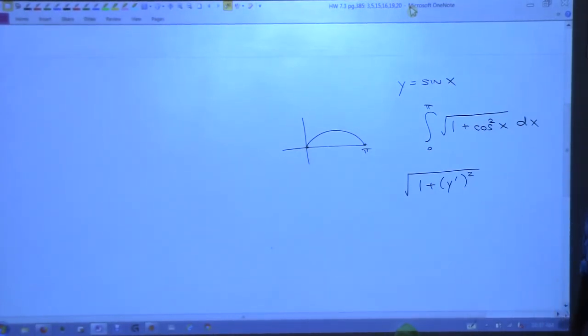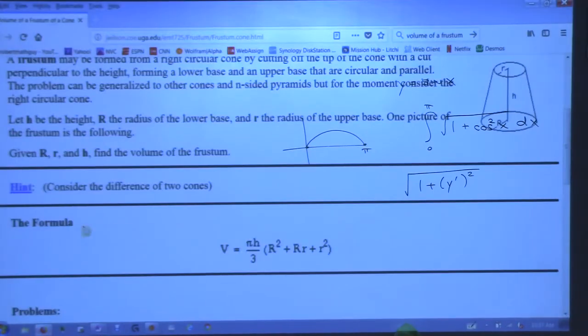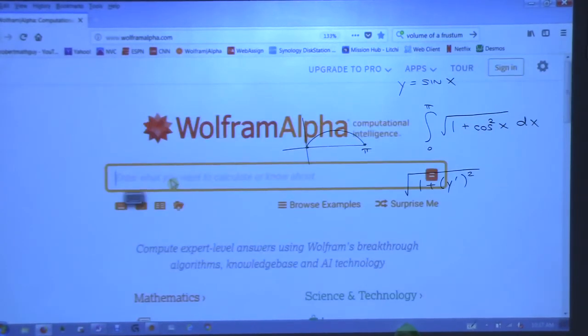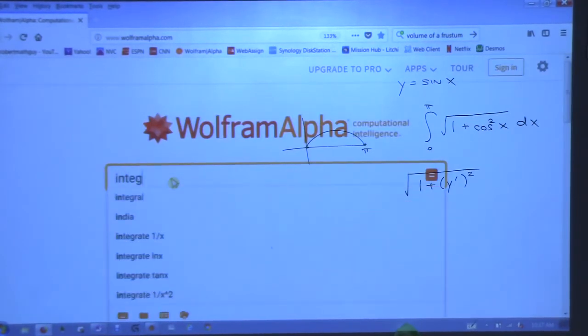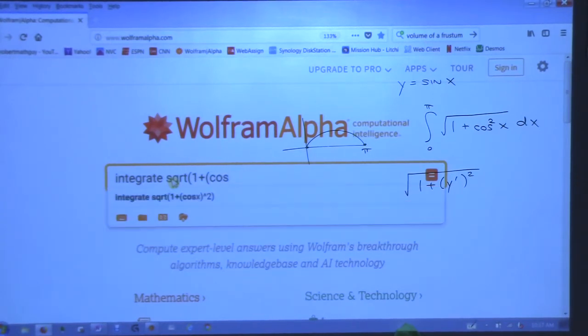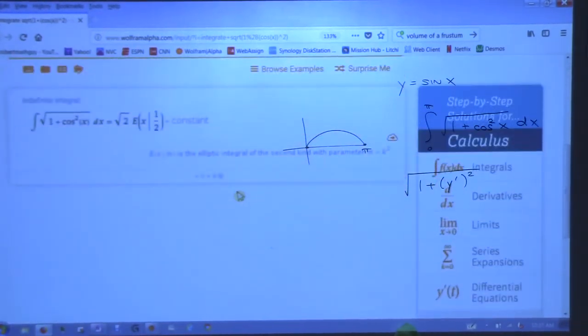Yeah, if you Wolfram this, let's see what would happen if I Wolfram this. Although, it's pretty strong. Integrate square root 1 plus cosine x, that quantity squared. My guess is that this is going to give us some sort of error function. Yep.